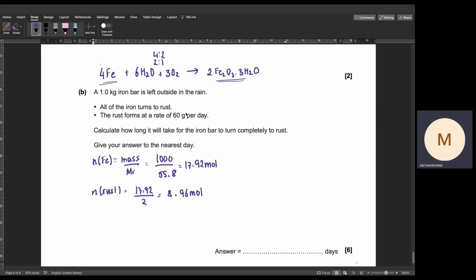Converting that to mass, because we're going to be using the rate, which is based on mass. So mass of rust is going to be the number of moles multiplied by the molecular mass. So 8.96, which is the moles of rust, multiplied by the Mr of rust, will give us the mass of rust, which is 1,914 grams. So this is the total mass of rust that we're going to form.